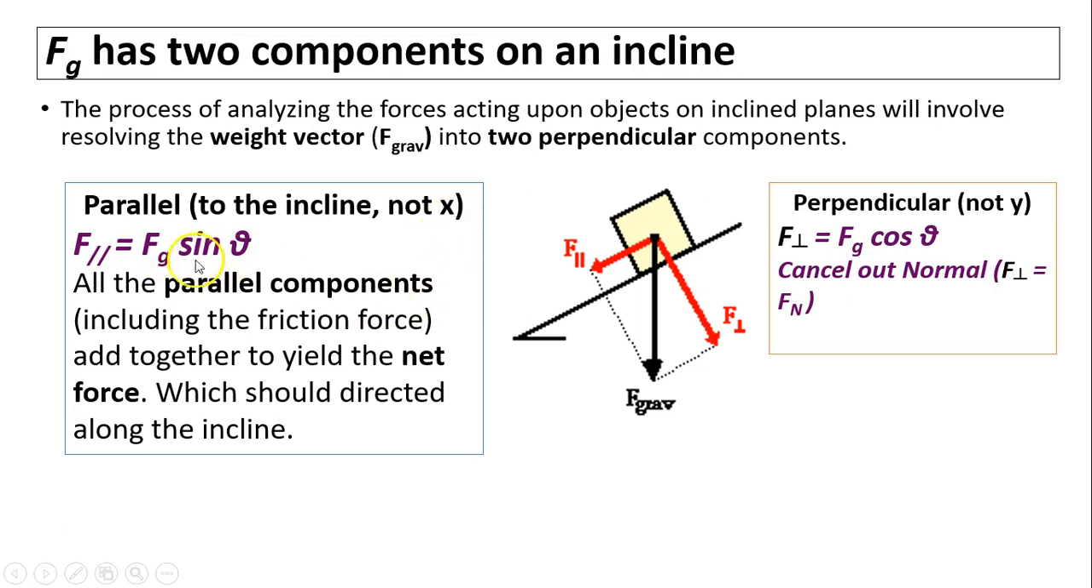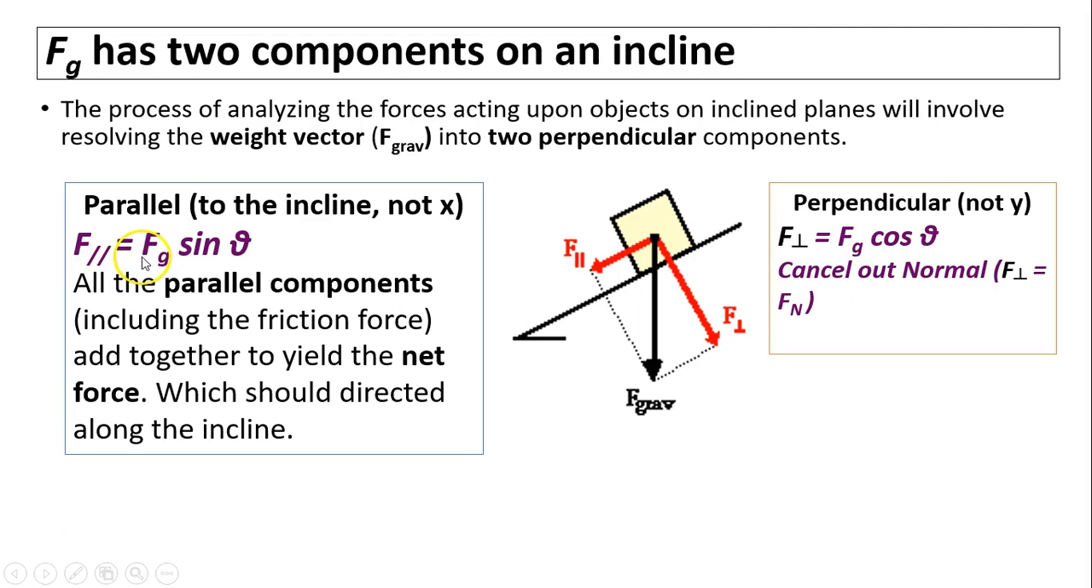How do we find the component parallel to the incline? The component parallel to the incline equals Fg times sine theta. This theta right over here, the angle of the incline, and this theta are the same. You can use geometry to prove it. This F parallel is opposite of this angle. Opposite is sine. That's why F parallel equals Fg sine theta.